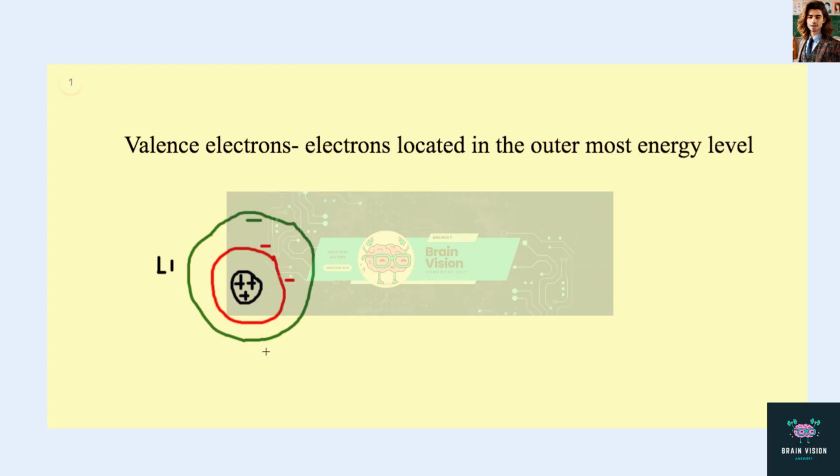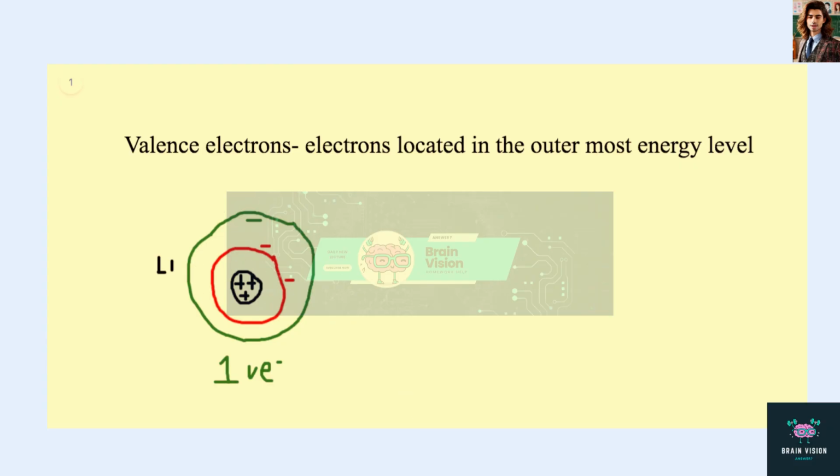This outer energy level shows the number of valence electrons for lithium, given that it is 1. The core electrons are the electrons that are not on the outer energy level. In this case, for lithium, it's 2.